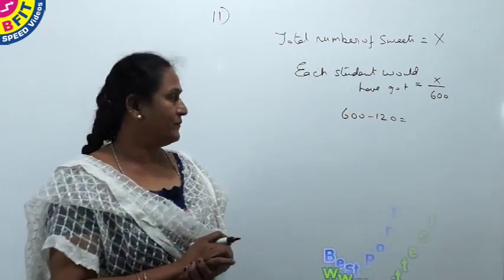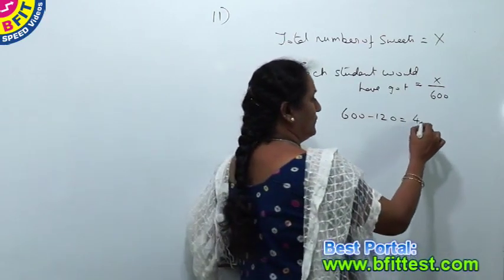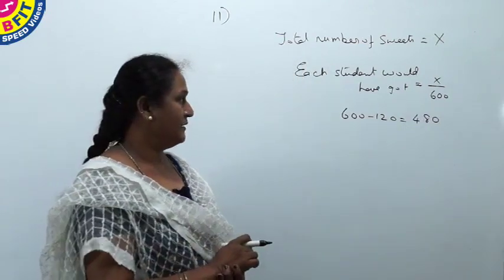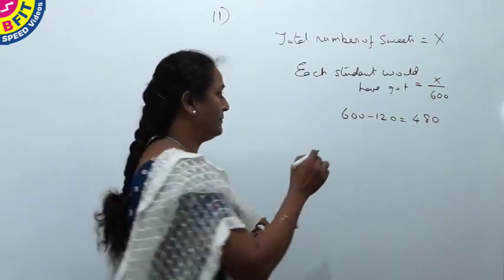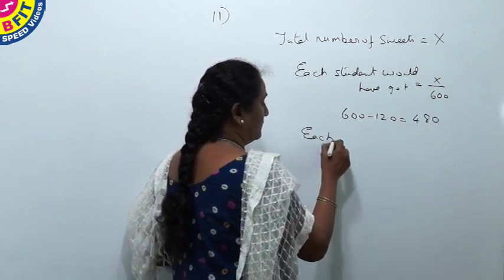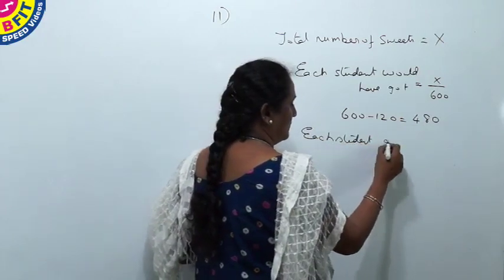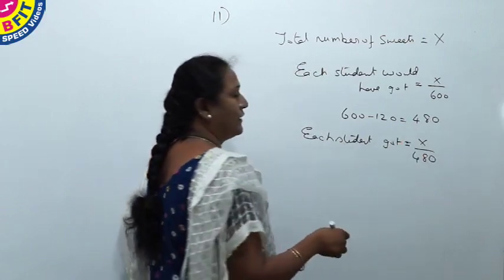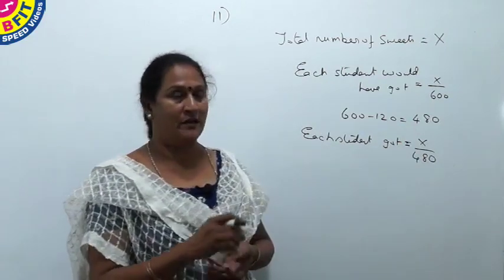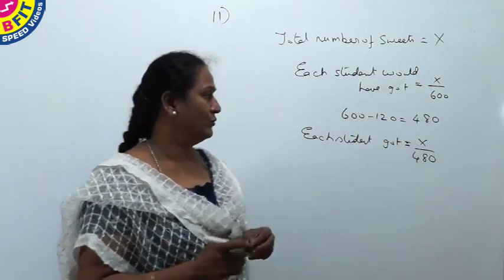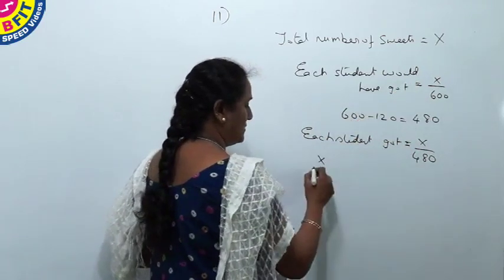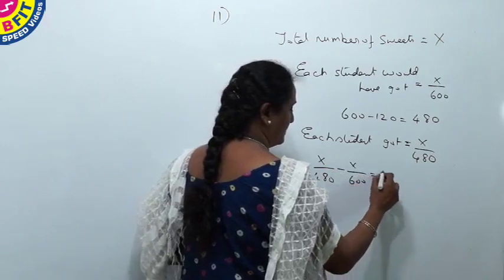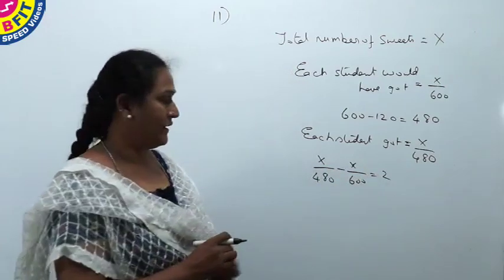So how many students will be present now? That is 480. So because of these absentees, each student gets 2 sweets in addition. So now each student will get, as only 480 students are there, X by 480 will be the number of sweets got by the student now. So difference in number of sweets is 2. So as this value is higher, so now we'll solve this and get the value of X.